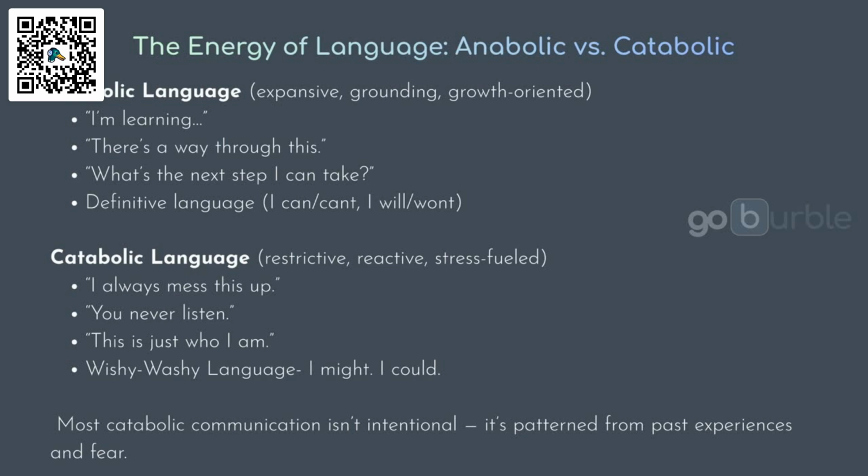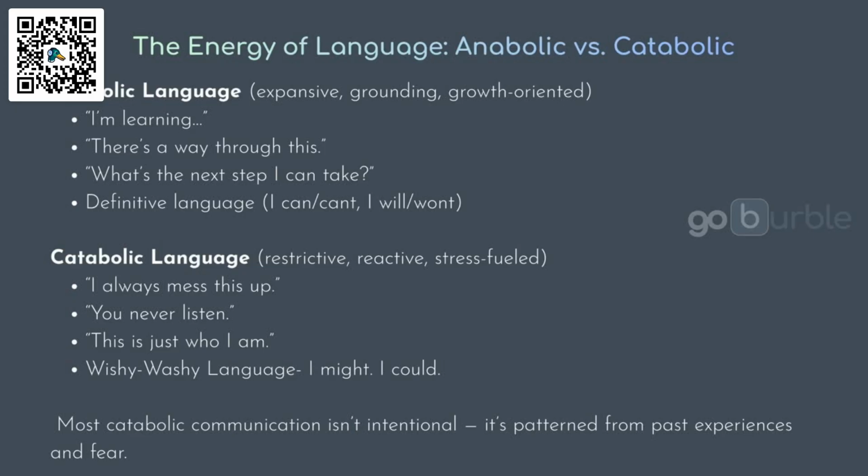But anabolic and catabolic energy also play out in the energy in the communication that we have, right? So you're going to see anabolic language is very expansive. It's grounding. It kind of gets you into this place of excitement where you can begin to move everything forward and upward. It has a lot of action potential, right? So when we're talking about anabolic language, you're going to see some examples here in the notes where you can see it's very expansive, grounding, growth oriented, solution finding. What's the next step I can take, right?